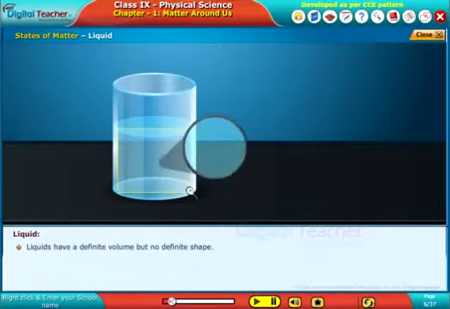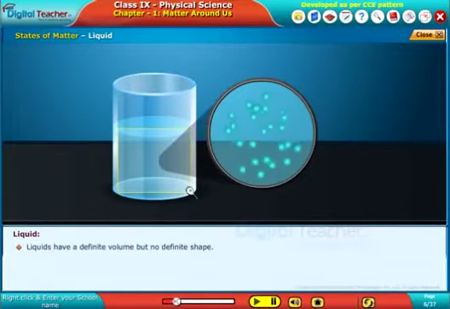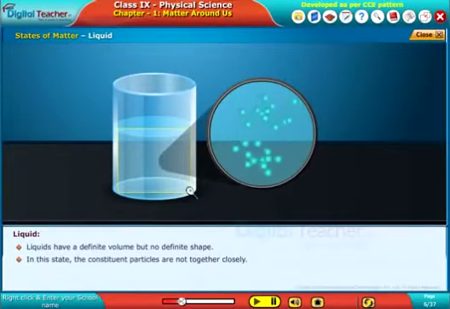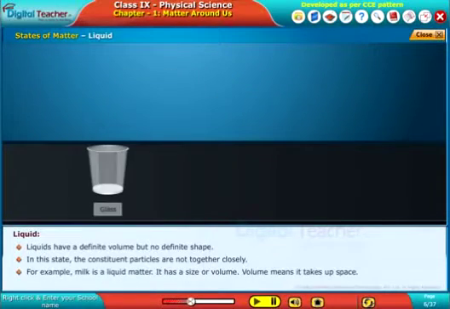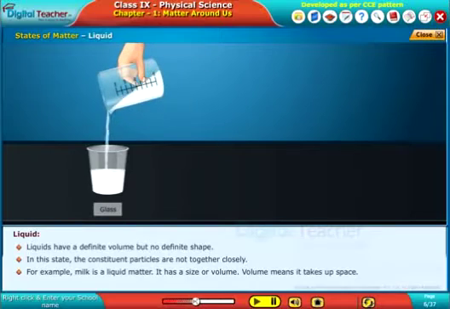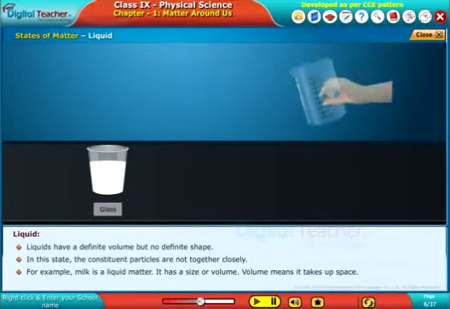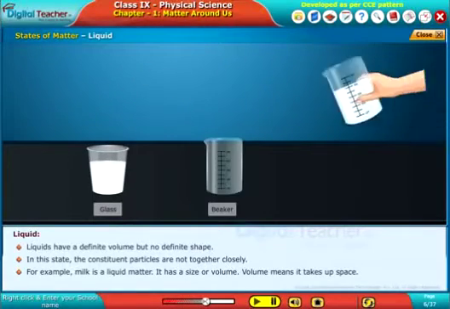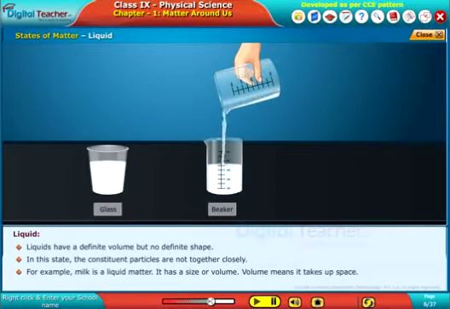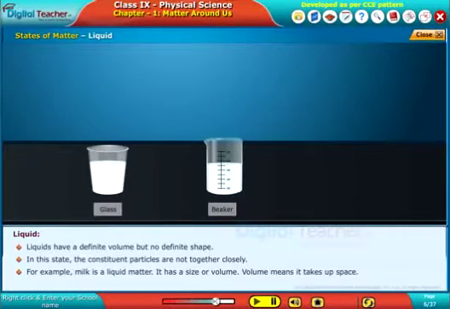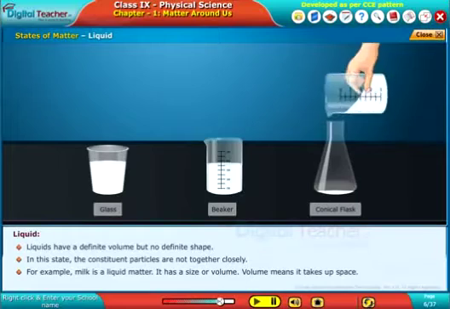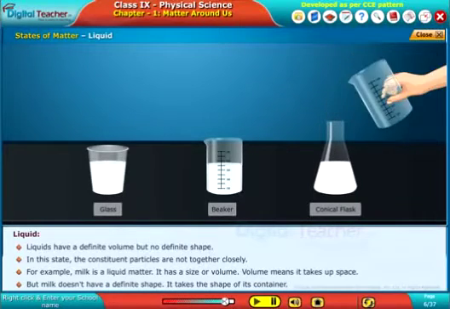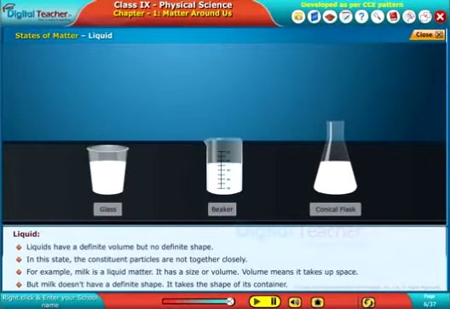Liquids have a definite volume but no definite shape. In this state, the constituent particles are not together closely. For example, milk is a liquid matter. It has a size or volume. Volume means it takes up space. But milk does not have a definite shape. It takes the shape of its container.